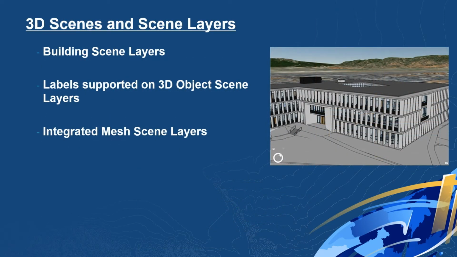Building scene layers with Revit, BIM, or other types of data are supported when sharing to ArcGIS Online or ArcGIS Enterprise 10.8.1. Labels are now supported on 3D object scene layers as well. And integrated mesh scene layers have received added editing improvements. And we'll take a look at those tools in just a little bit.